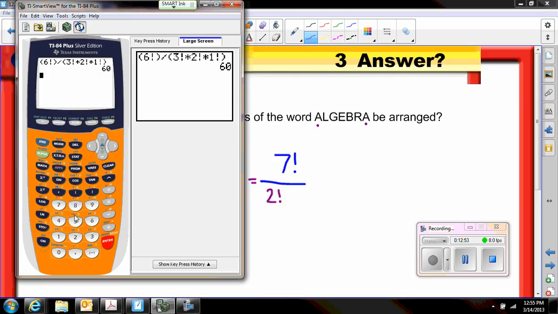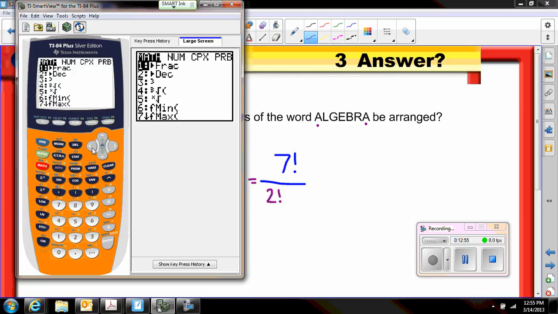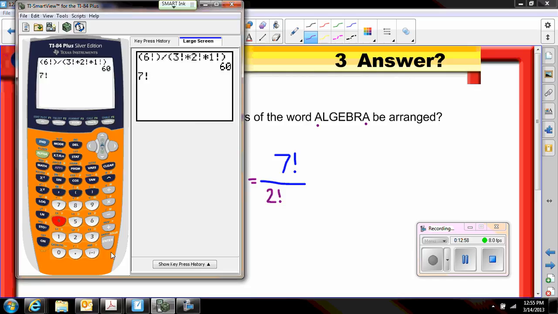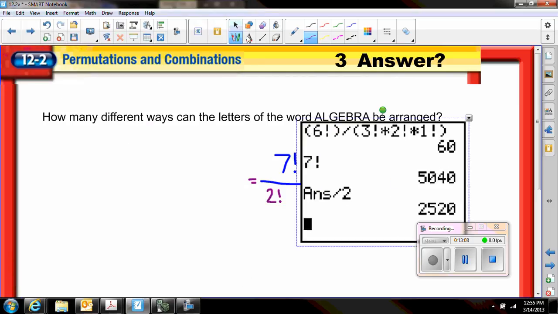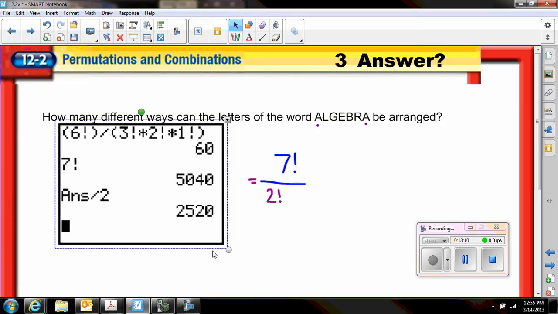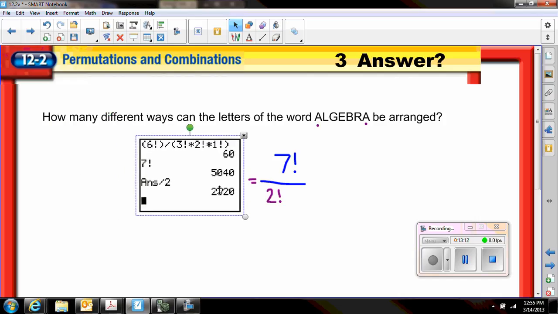Pull out my calculator. 7 factorial is 5040. Divide by 2 factorial. 2 factorial is just simply 2, so I just divide that by 2, and I get an answer of 2,520. So the word algebra can be arranged 2,520 different ways.